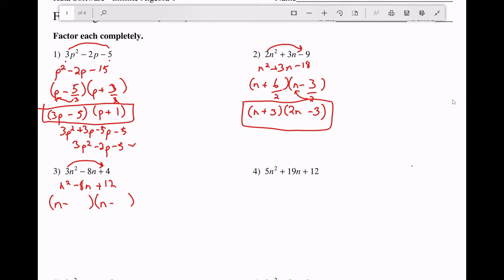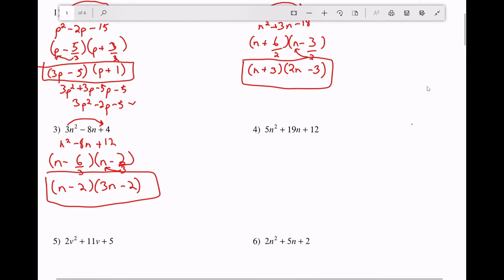So it has to be 6 and 2. So 6 and 2. Doesn't matter which one there. All right, and again, we're going to divide by 3, because that's what we slipped. It goes into 6 evenly, so it's n minus 2. It doesn't go into 2 evenly, so it's going to go in front of n now. So I got 3n minus 2. So very similar to what we had in number 2 there. Okay.